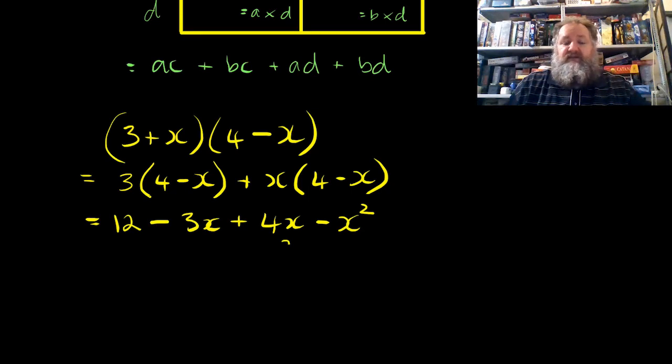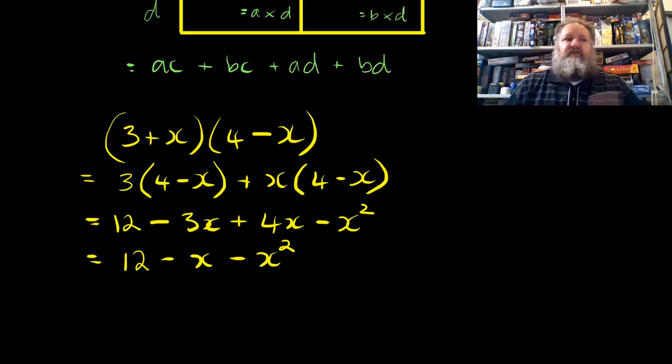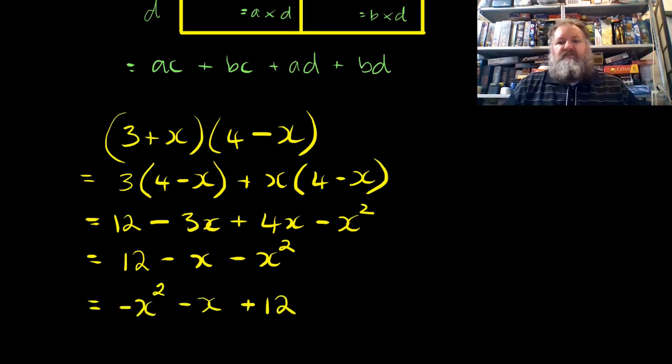We then gather our like terms. Here we've got a plus 4x and a minus 3x. So I can then turn it into 12 minus x squared. Now the convention is that we do them in order of the indices, and so it'll end up looking like this. The minus x squared minus x plus 12. Okay, so that's the distributive law. Once again, we take the first bracket, we distribute each of the terms in front of that second bracket, and we work from that and go from there.